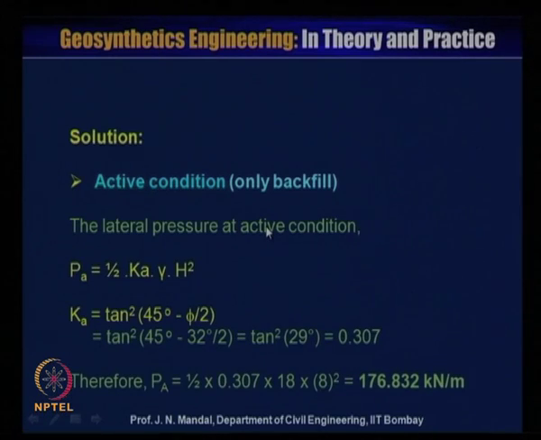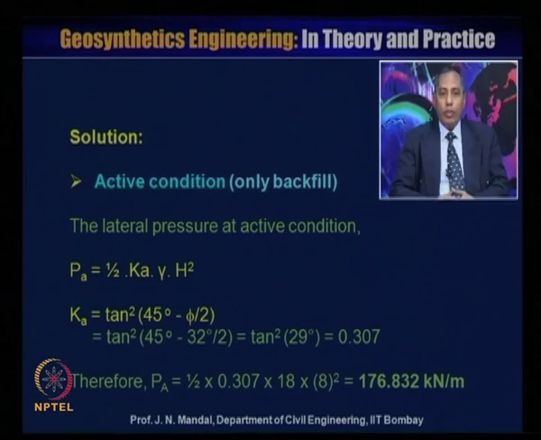So here is the solution, the active condition only backfill. So the lateral pressure at active condition, that is Pa, is equal to half into Ka into gamma H square, where K is coefficient of active earth pressure, equal to tan square of (45 degree minus phi by 2). So phi value is equal to 32 degree. So tan square of (45 degree minus 32 degree by 2) is equal to tan square 29 degree, which is equal to 0.307.